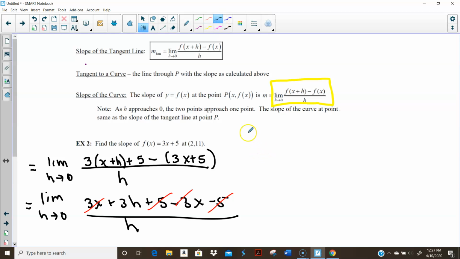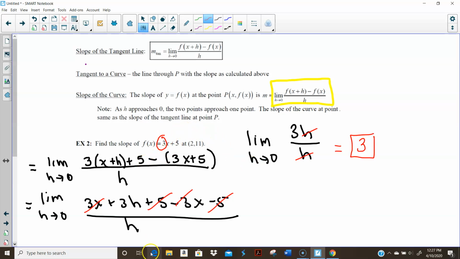So if you have the limit as h approaches 0 of 3h over h, do you notice that we can have the h's cancel? So therefore, the limit as h approaches 0 is simply 3. And we knew that because 3 was the slope of the line, which is the rate of change. And that rate of change is going to be the same no matter where you are on the linear function.